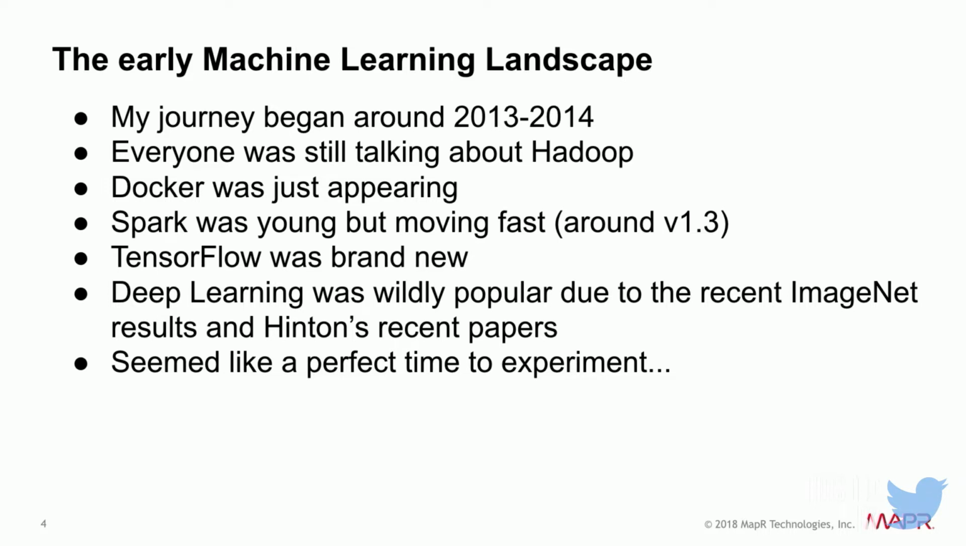Hadoop was still a really huge deal. Docker was just appearing on the scene. Spark was young, moving fast. TensorFlow was totally brand new. I think I started doing a lot of this right after the TensorFlow announcement. Hinton's ImageNet results were out there and lots of recent papers. And it seemed like the perfect time to experiment, but it was a nightmare.